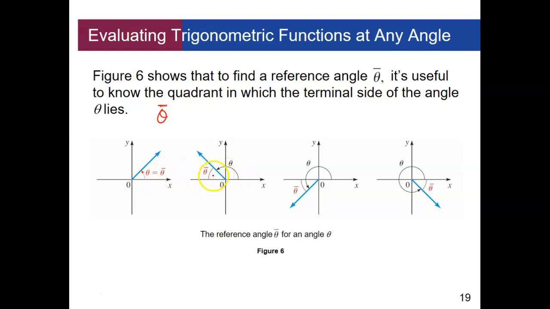In the second quadrant, you're going to actually have to take 180 degrees and subtract your angle from it to get your reference angle. In the third quadrant, you're going to take your angle and subtract 180 degrees in order to get your reference angle, because your angle goes all the way around here. If you subtract 180, then you're left with this reference angle here. In the fourth quadrant, you're going to have to do 360 minus your angle in order to get your reference angle, because you're going to go all the way around into this fourth quadrant.